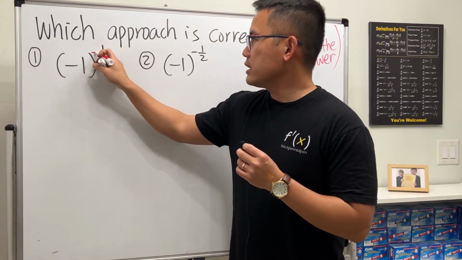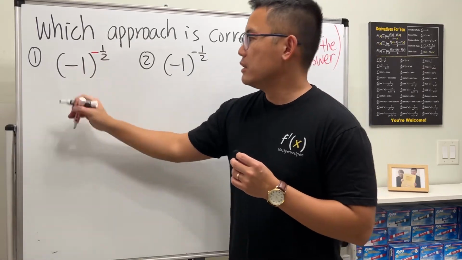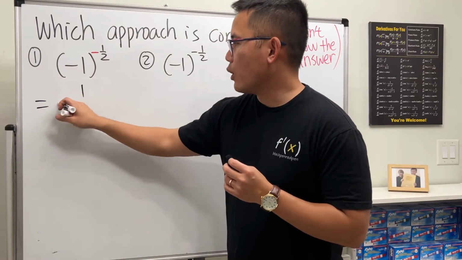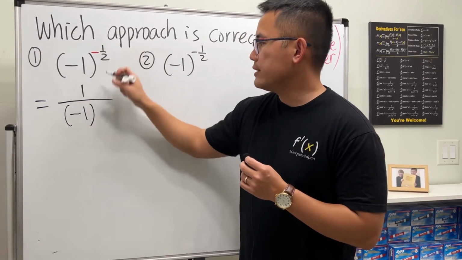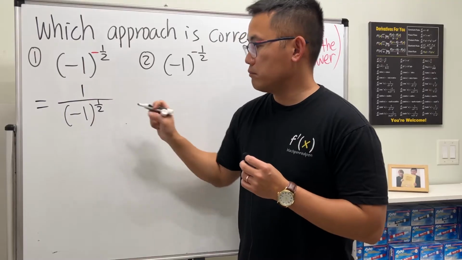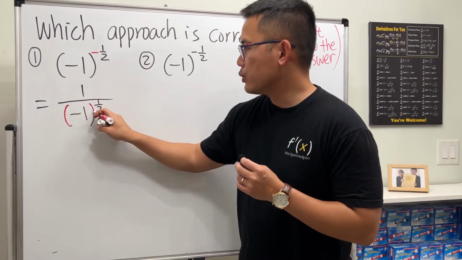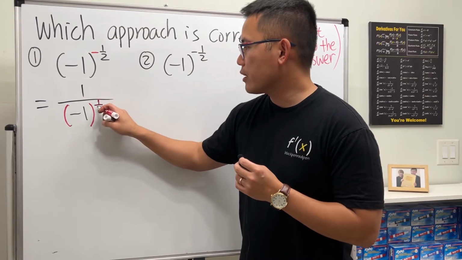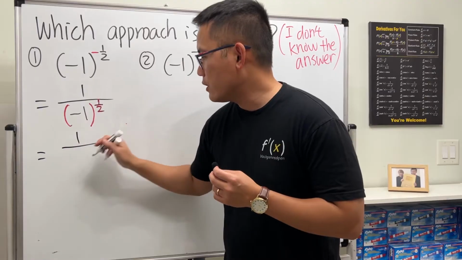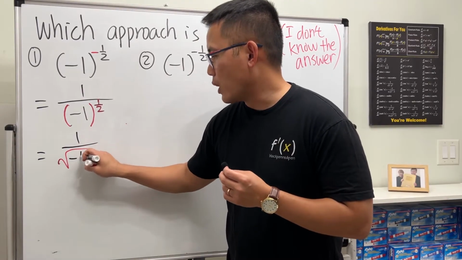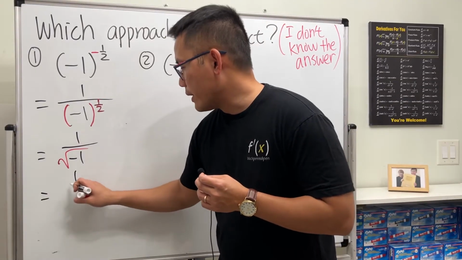I'm going to take care of the negative exponent first by putting this down to the bottom. So I'm going to get 1 over this thing on the bottom as -1 raised to the 1/2 power. And of course we know that when we have this to the 1/2 power, we can turn that into a square root. So this is just 1 over the square root of -1. The square root of -1 is just i. So this is 1 over i.